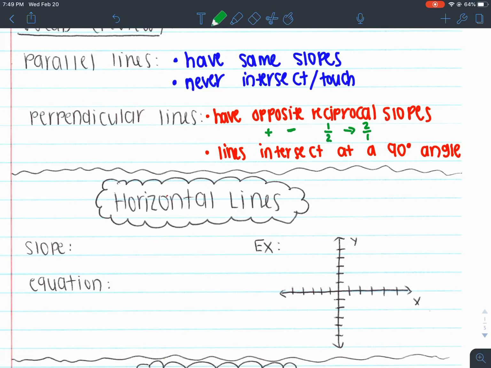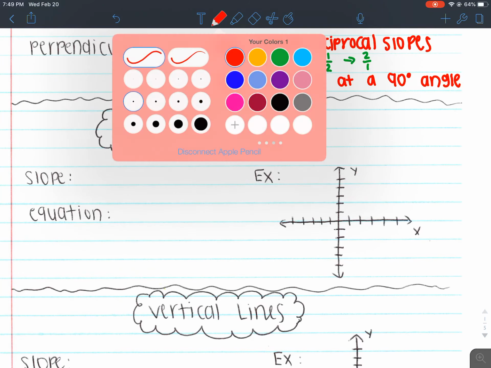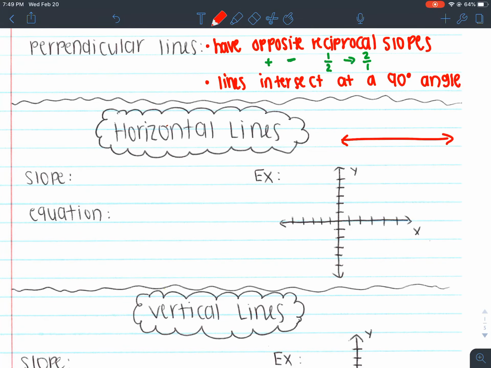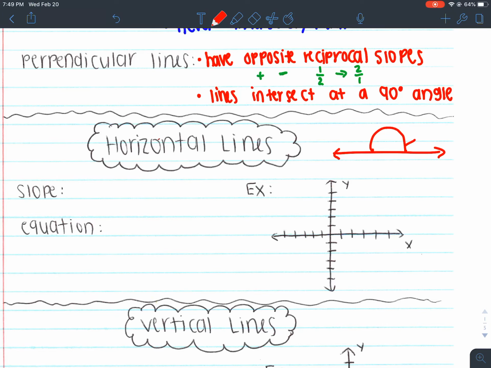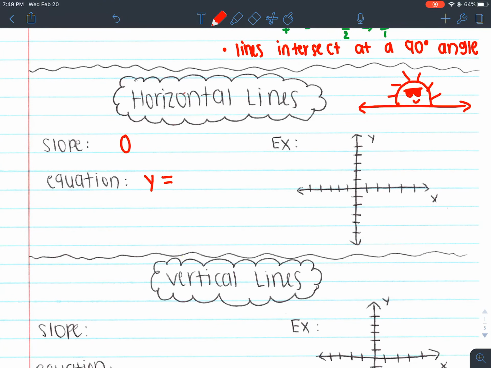All right. So first, let's talk about horizontal lines. So horizontal lines look like this. And if you can remember, it's kind of like a sun, like a horizon. Okay? So some sunglasses on my sun over here. Yay. Okay, so a horizon. So the slope of a horizontal line is always 0. And the equation for a horizontal line would be y equals a number.